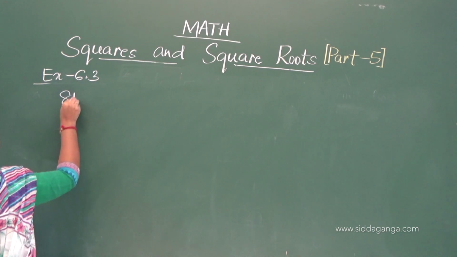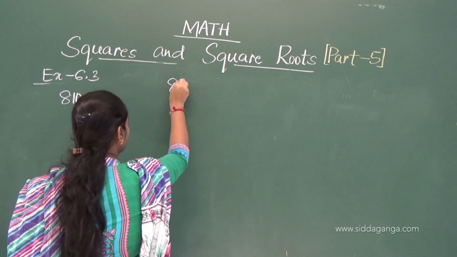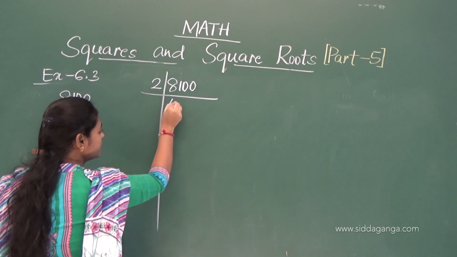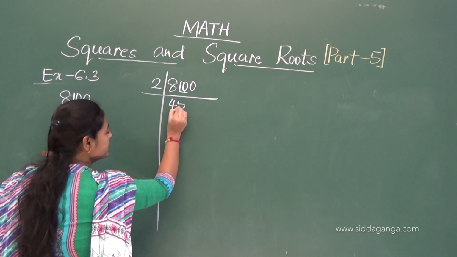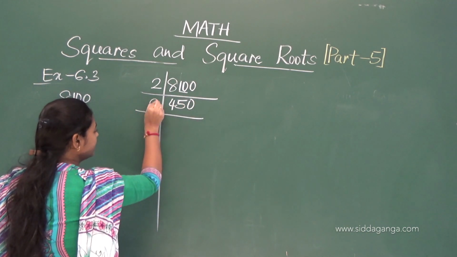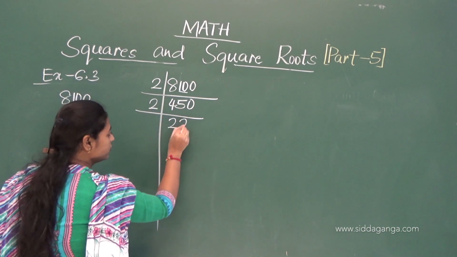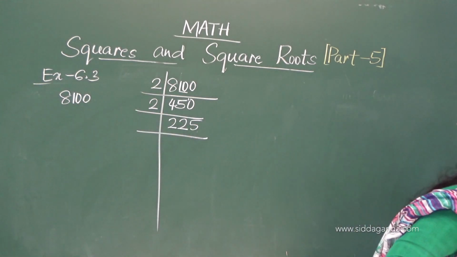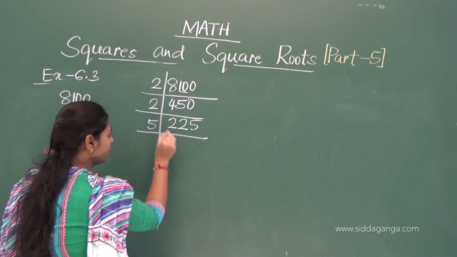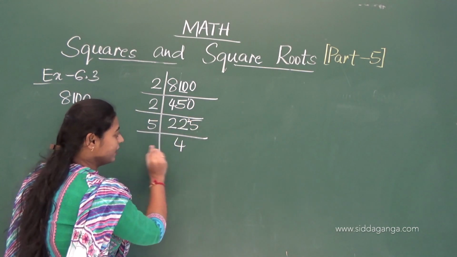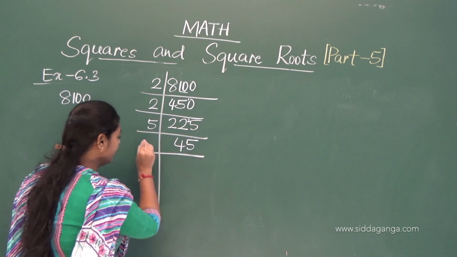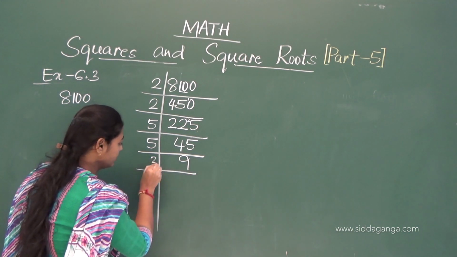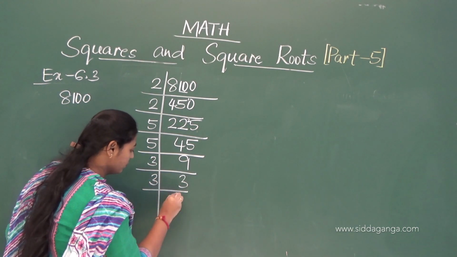8,100. From 2, 2 4s are 8, next 2 5s are 10, 0. Again 2, 2 2s are 4, 2 2s are 4, 2 5s are 10. Find the units place. So we can divide this by 5. 5 4s are 20, remainder 25, 5 5s are 25. Again 5 9s are 45. 9 can be divided by 3, so 3 3s are 9 and 3 1s are 3.